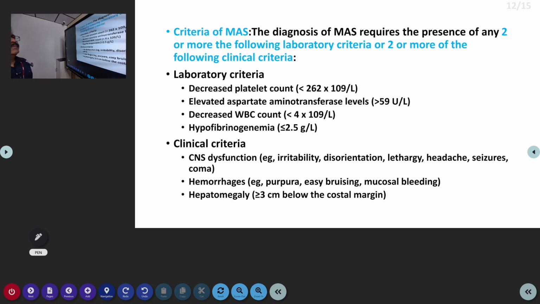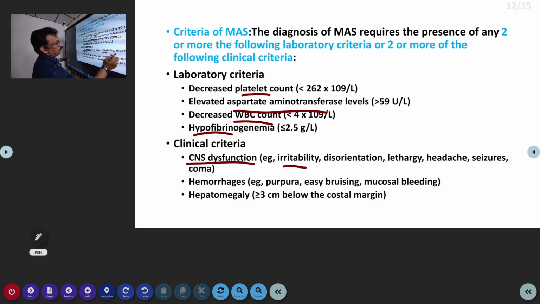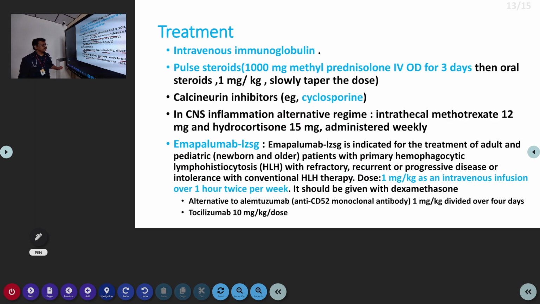So criteria for MAS, we have already seen the laboratory criteria: platelet count can be low, SGOT, SGPT will be elevated, WBC count can be low, hypofibrinogenemia can be there. Clinical criteria: CNS dysfunction like irritability, disorientation, lethargy, headache, seizures, coma, hemorrhagic features like purpura, easy bruising, mucosal bleeding, hepatosplenomegaly. All these things are clinical criteria for MAS.